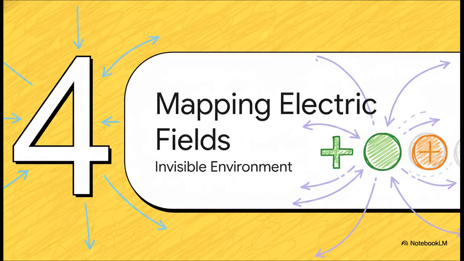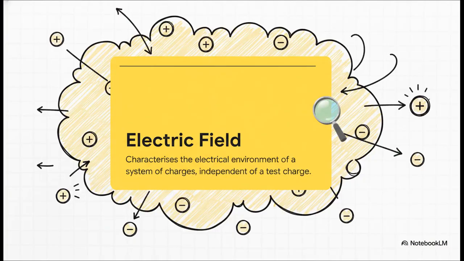Section 4, mapping the electric field. So try this thought experiment. If we suddenly snatch away a test charge, what's actually left in the empty space around it? The answer is the electric field. It's an elegant way of characterizing the electrical environment of a system completely independent of any test charge you might drop in later. Imagine an invisible, charged atmosphere extending everywhere in space around a source. If a new charge wanders into this environment, it's the field itself that pushes or pulls on it.